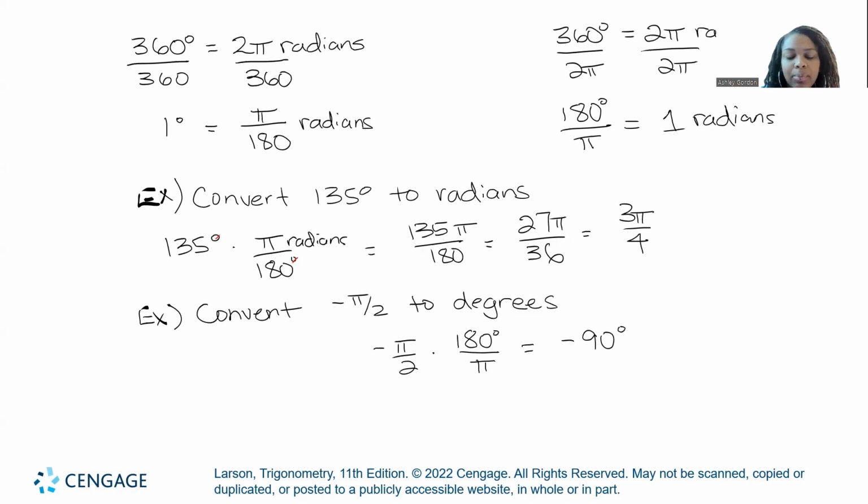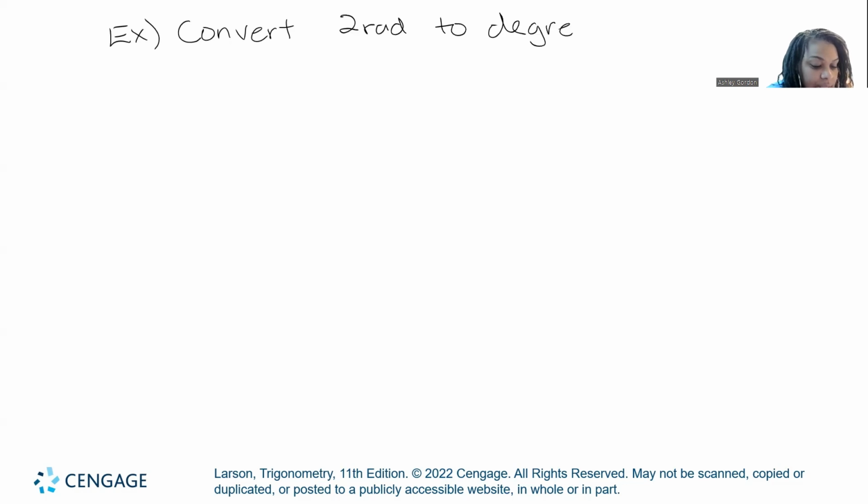I want to do one more example, just because we kind of get used to radians having pi's, and it feels weird when they don't have pi. But I want you to know that if you just get a number as a radian measure, you can still convert it to degrees. So let's say we want to convert 2 radians to degrees. It doesn't have a pi. Same process though. You're going to multiply your 2 radians by 180 degrees over pi, because I want to end up with degrees, so I put degrees on top. And I'm just going to multiply that and simplify as much as I can.